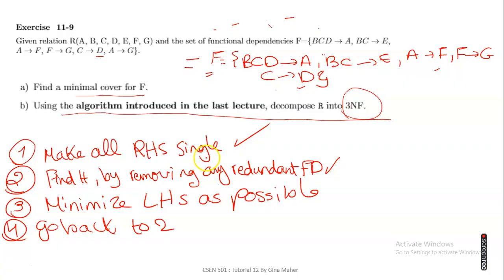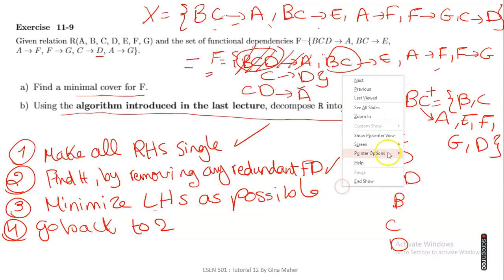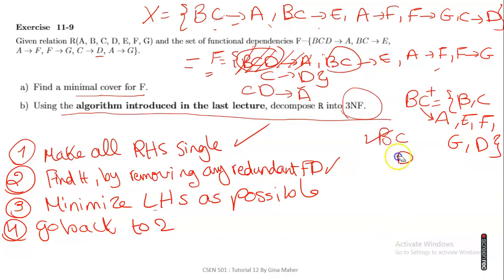Let's move to the third step, which is simplifying the left-hand side. Okay, in order to minimize the left-hand side, what steps should be done? We should get each left-hand side that is a composite key, and try to minimize it as much as possible. Okay, how can this step be done? Let's check together.